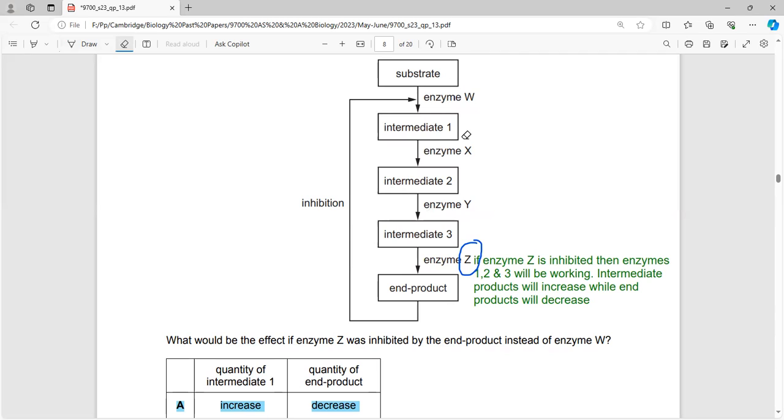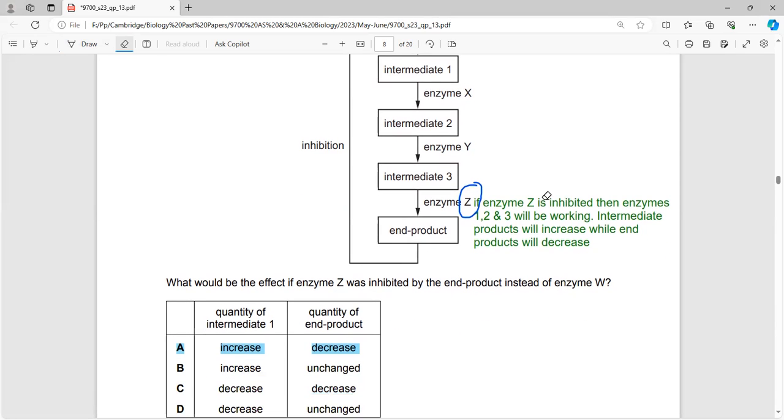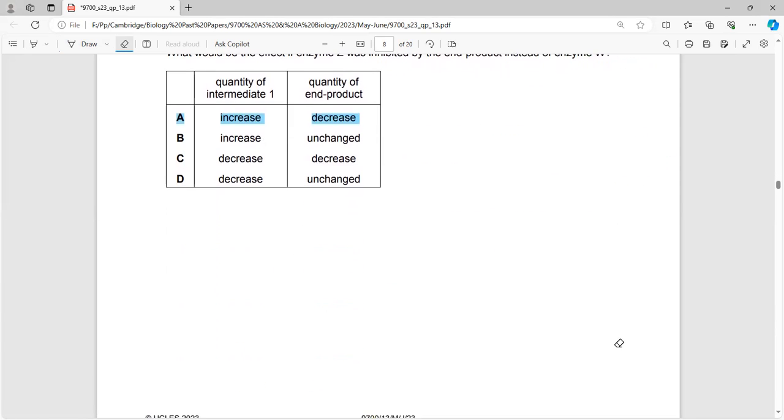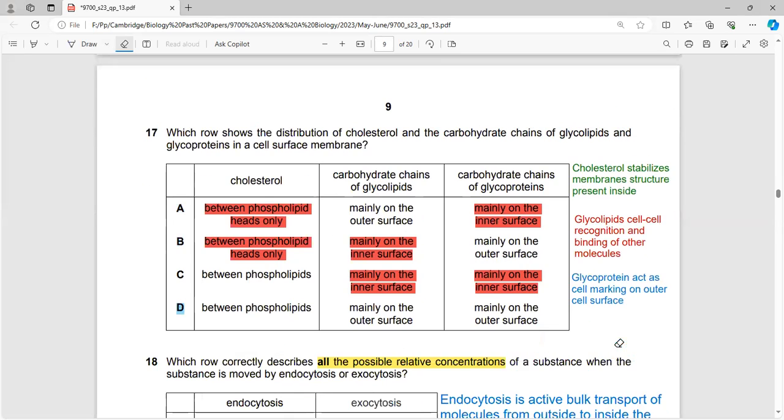What about the intermediate products 1, 2, and 3? There is no use of them, because these are not the final product. So they will accumulate in the cell, so their concentration will increase. What about the end product concentration? It will decrease. So here, option A is correct. The quantity of the intermediate product will increase, and the quantity of end product will decrease. So we're going to move to question number 17 here.